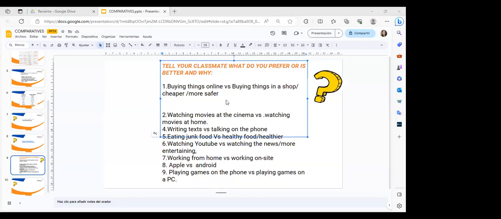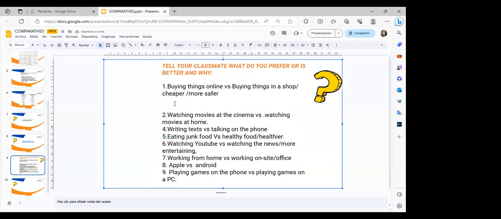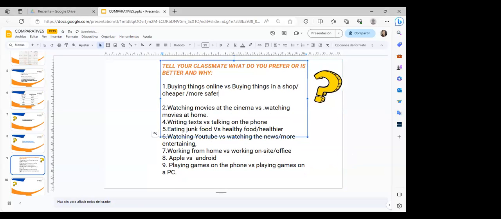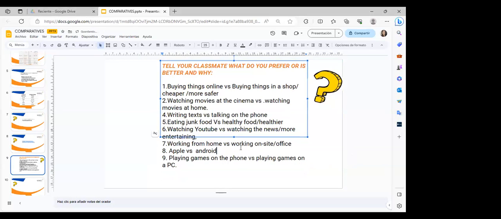Okay, Olga, what about you? Do you think that working from home is better than working on site or in an office? Olga, what is your opinion? For me, it is better working on site. In my case, I work in the kitchen. Ah, okay. So it's going to depend also on the kind of job, right?